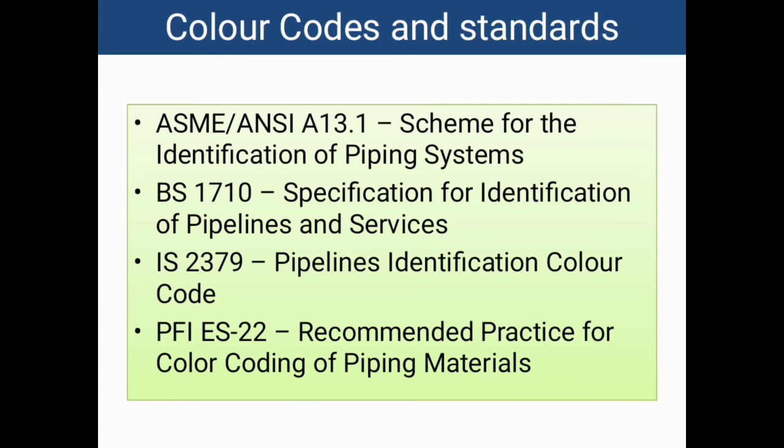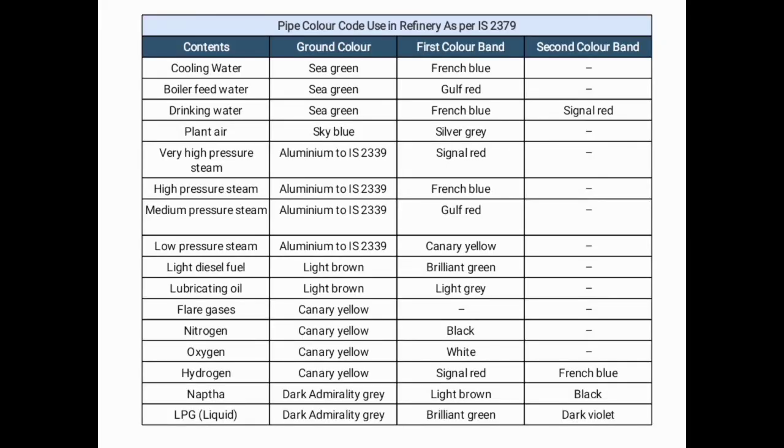Finally, we will discuss the color codes and standards. There are certain codes and colors used to identify the pipelines. That is based on the ASME and ANSI standards. BS 1710 is used for specification for identification of pipelines and services. IS 2379 is used for pipeline identification color code, and PFI ES22 is the recommended practice for color coding of piping materials. So these are some examples of color codes used in a petroleum refinery.